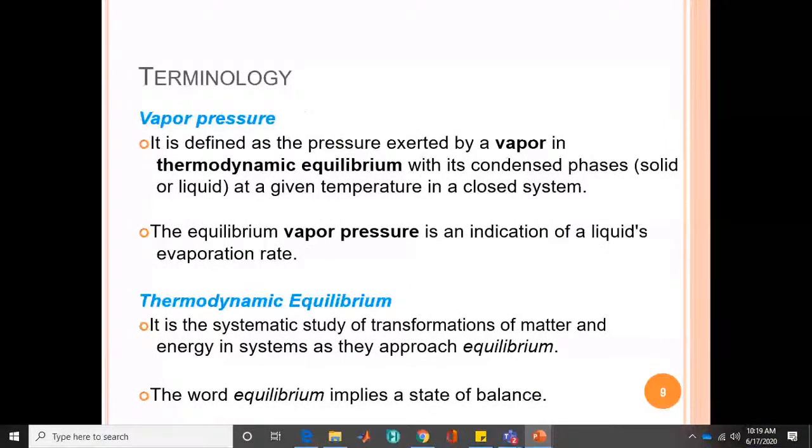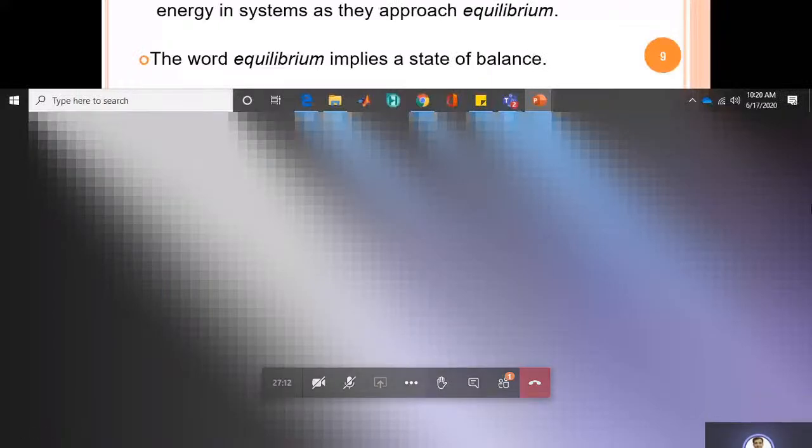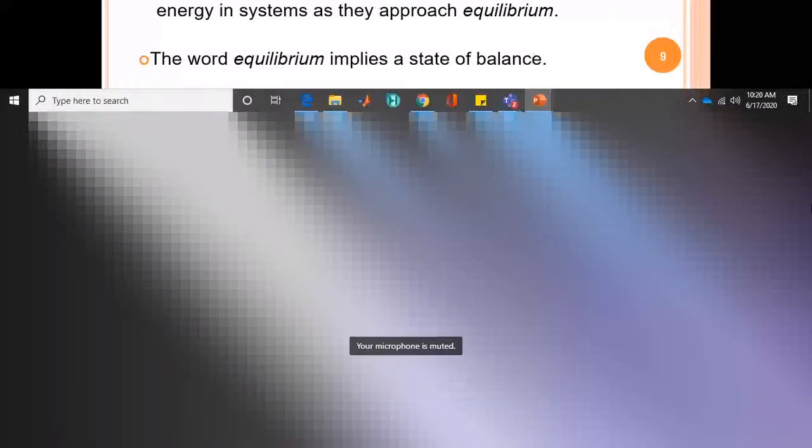Okay, talking about vapor pressure, it is defined as the pressure exerted by a vapor in thermodynamic equilibrium with its condensed phase, solid or liquid, at a given temperature in a closed system. The equilibrium vapor pressure is an indication of a liquid's evaporation rate. Actually, this is the pressure of vapors. When we talk of vapor pressure, we relate it to any system of the same component which has some fraction in liquid or in solid, and the other in vapor.